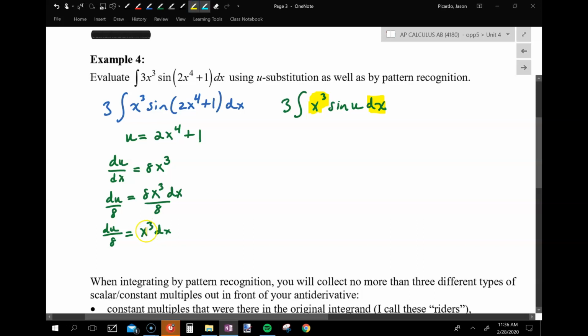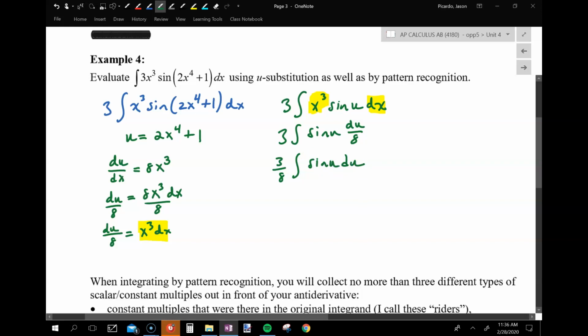Now it matches, doesn't it? So what can I do? I can substitute x cubed dx with du divided by 8. And hey guys, what do you think I'm going to do with the divided by 8? Move it to the outside. So now it's 3/8 integral sine u du.